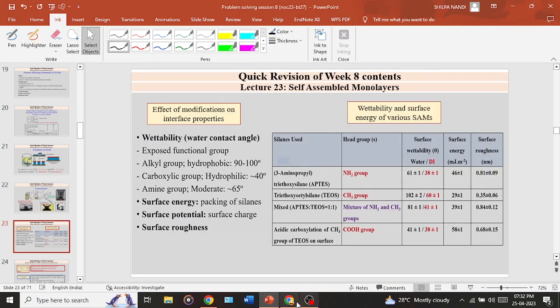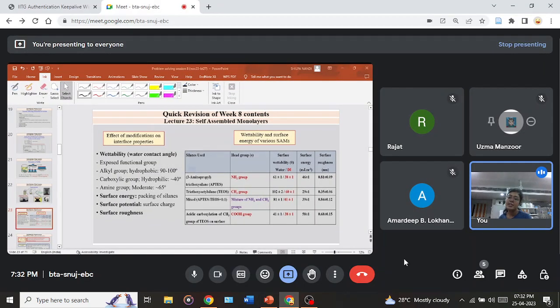So similarly, the effect of modifications on these interface properties, as already we discussed in the previous slide, like wettability, surface energy, surface potential, and surface roughness can be assessed. So any modified surface definitely changes the wettability properties. It can change the surface energy, can change the surface roughness as well as the surface potential. So in this table, you can see wettability or surface energy of some of the SAMs are given.